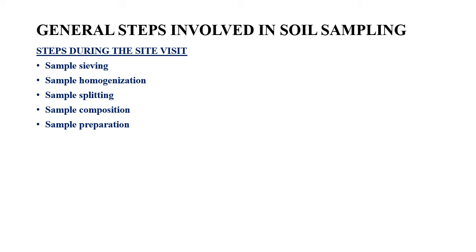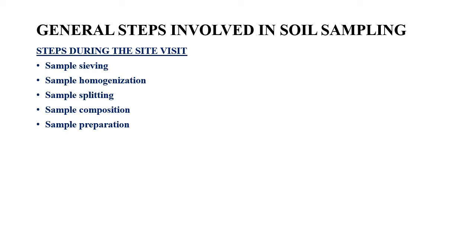And next is sample homogenization, which is simply mixing of the sample in such a way that there is uniform distribution of contaminants all over, and you can reduce that sample variability. Thereby you can reduce the errors as well. Again, this homogenization is not recommended for samples containing volatile organic compounds. Okay, then there is sample splitting.